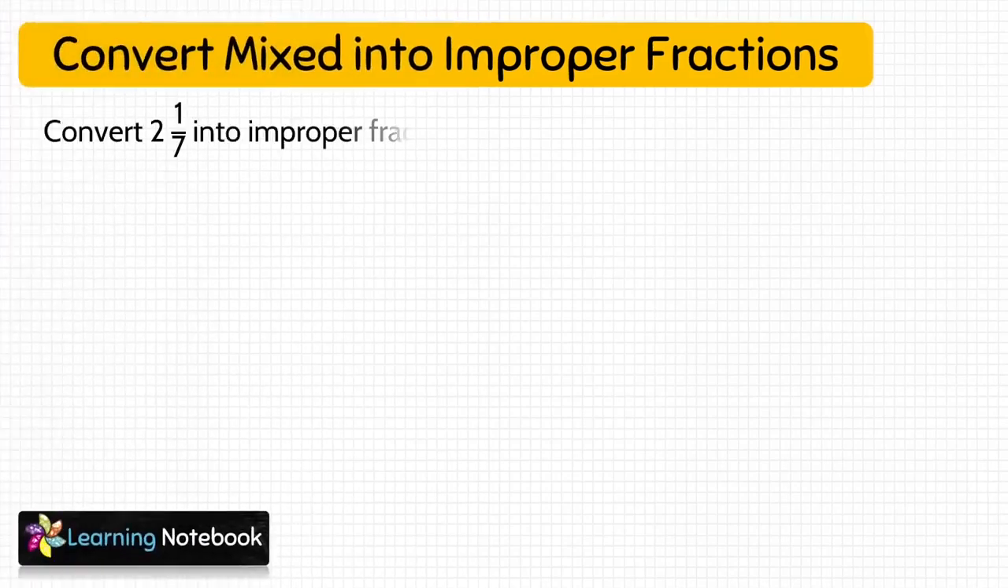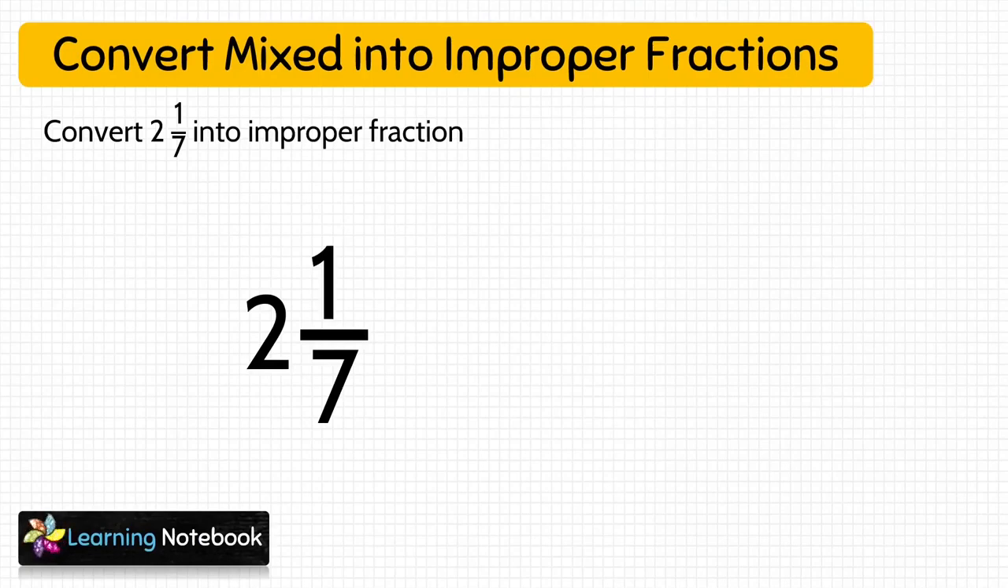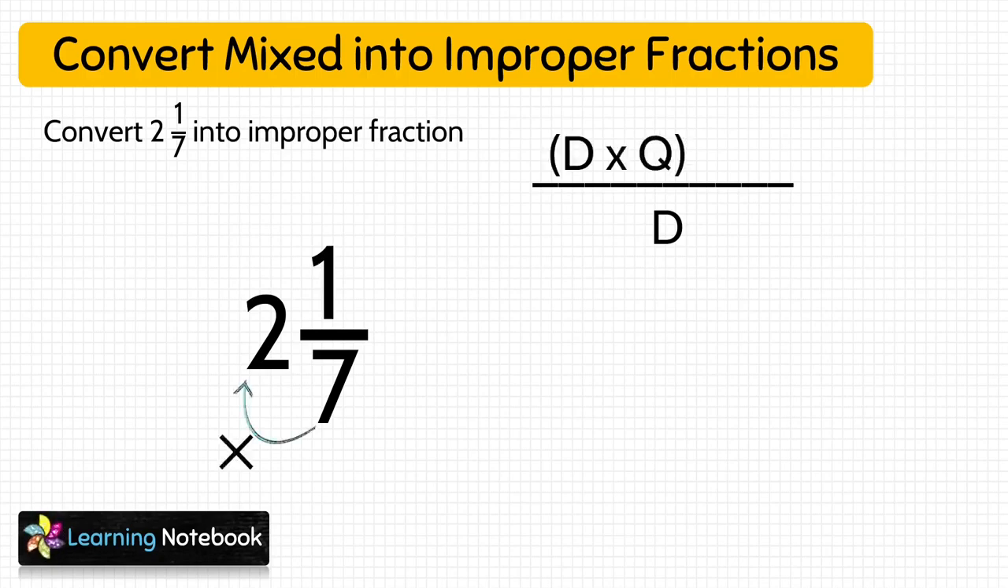Let's do one more question. Convert 2 1 by 7 into improper fraction. So students, as I told you in the previous question, denominator of both the fractions will remain the same. So let's write the denominator as 7. Now to find the numerator, we will multiply divisor, which is 7, by quotient, which is 2. And then we will add remainder 1 to it.